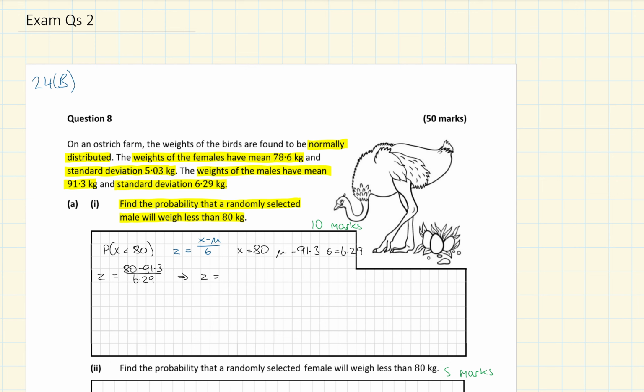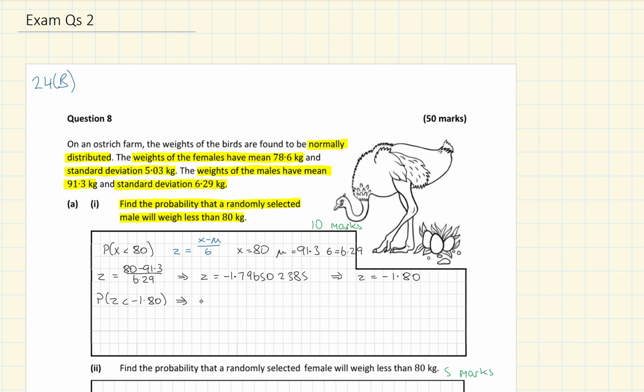Into your calculator, 80 minus 91.3 divided by 6.29. Quite a long decimal, minus 1.7965... Now we've seen in earlier videos, we're going to round this firstly, and then secondly we'll deal with the fact that it's negative. Okay, so we're looking for the probability that z is less than minus 1.80.